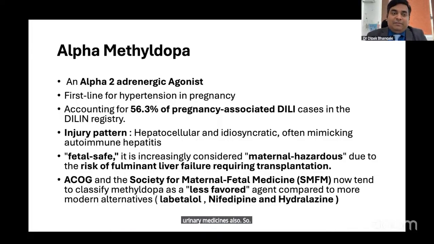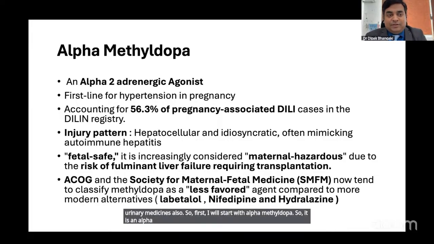So first I will start with alpha methyldopa. It is an alpha-2 adrenergic agonist, as you already know.